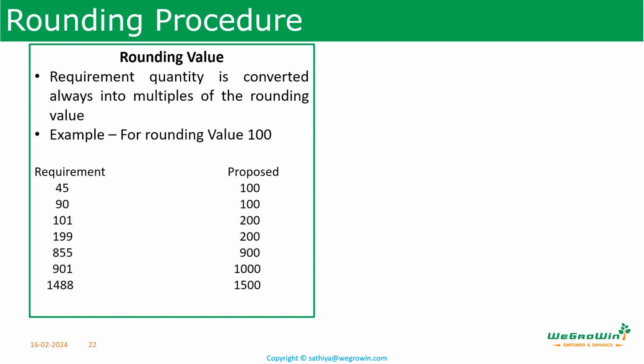The next thing we discuss is the rounding procedure. What is the rounding procedure? Here I give an example of how it is applied. For example, you use the rounding value of 100. If a requirement is 45, the system will give a proposal of 100. Even if it is 90, the system will give proposal 100 because we told the system to round it to 100. When the requirement is 101, the system will give the value of 200. Similarly, for 199, the system will give a proposal of 200.